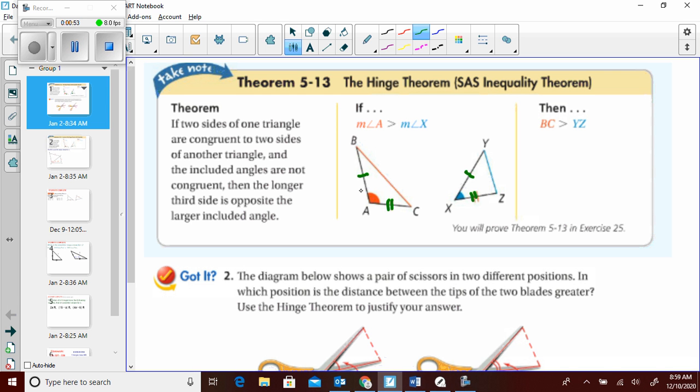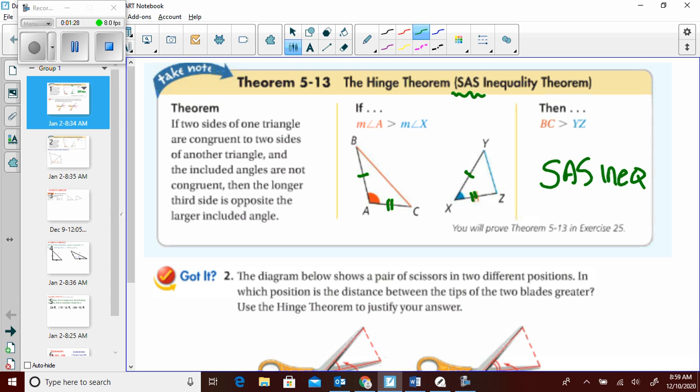So the wider I open it, as long as the two sides are congruent, the wider the angle, the bigger the side, okay? So if two sides are congruent and one angle is bigger than the other, the third side is bigger than the other side. That's why it's called the side-angle-side inequality theorem, because you have two sides and an angle. Side, angle, side, inequality. This is a lot similar to your congruent statements, that we'll get into in another video.